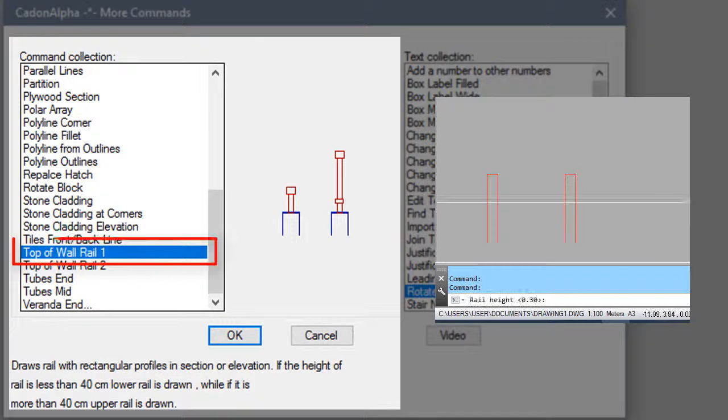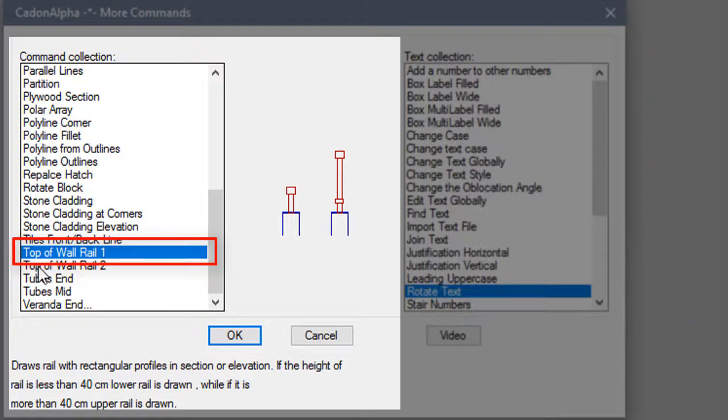Draws rail with rectangular profiles in section or elevation. If the height of the rail is less than 40 cm, lower rail is drawn, while if it is more than 40 cm, upper rail is drawn.